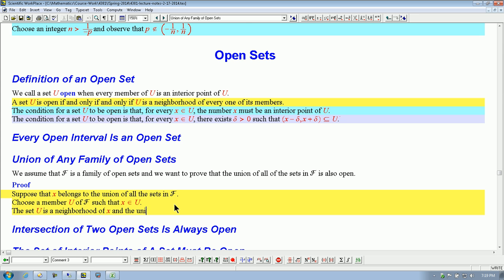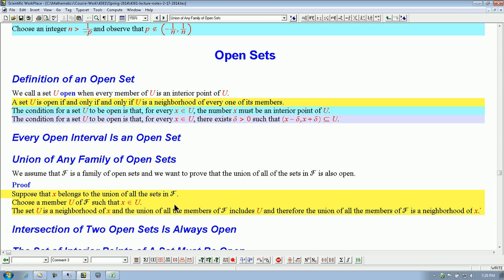And the union of all the members of the family includes U. It's the union of U and some others. You understand? It's bigger. It includes U. And therefore, the union of all the members of that family is a neighborhood of X. This is the proof.